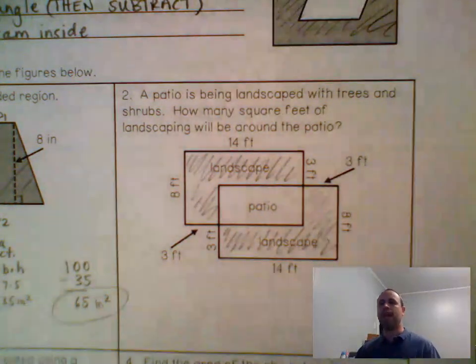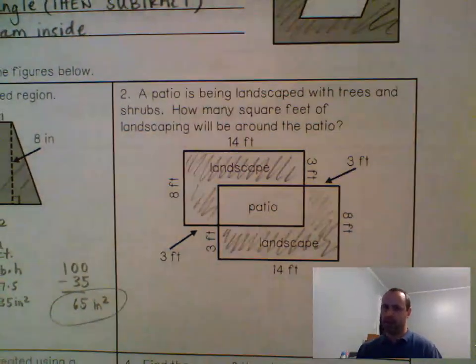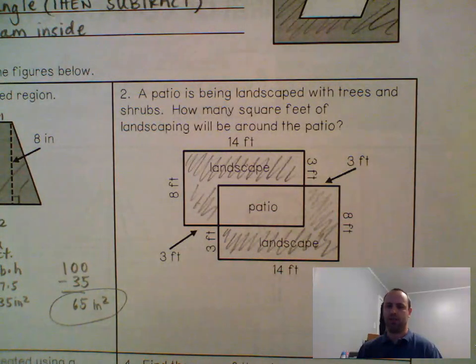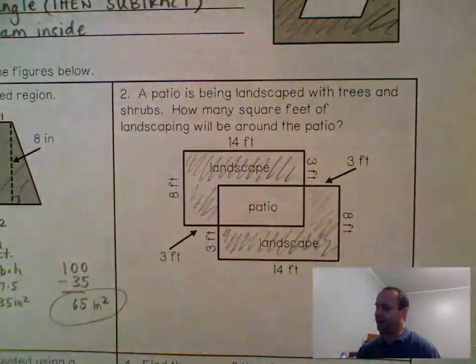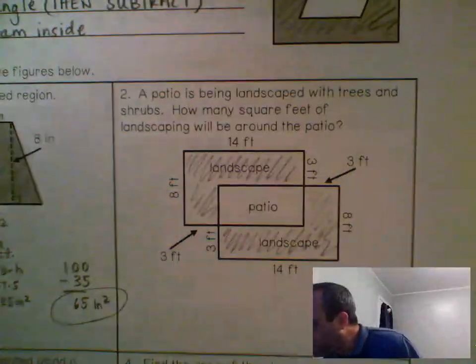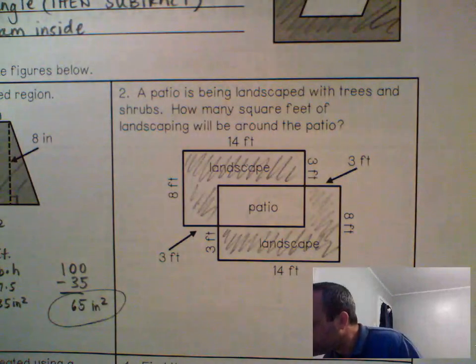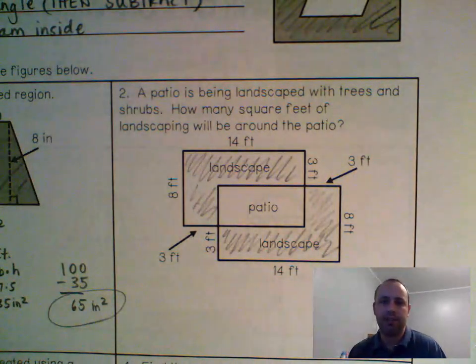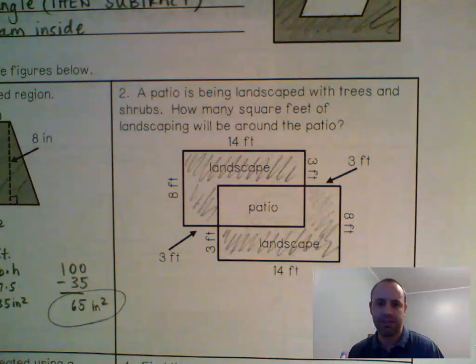So why don't you guys go ahead and try that one? That one's going to be tricky, but I'd like you to give it a try and see what you can do with that. Subtract out the part you don't need to find the area that's shaded. Go ahead and pause it. And if you did that correct, you should have got 184 feet squared.